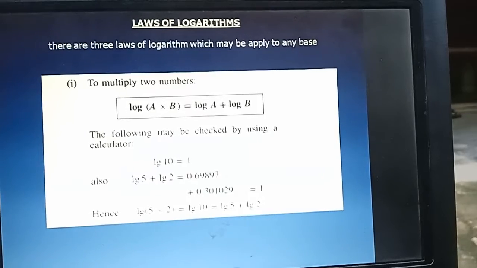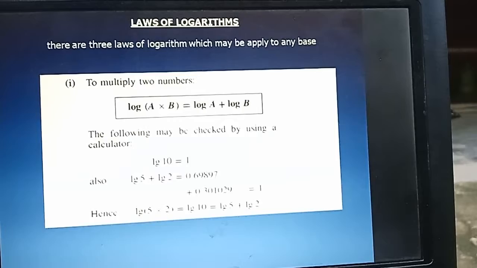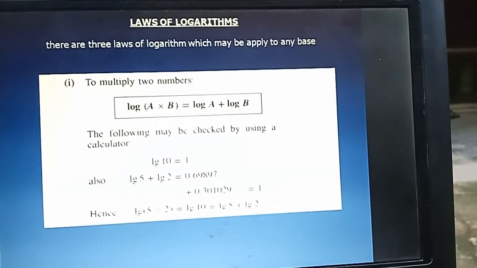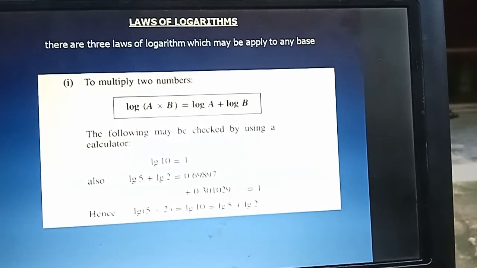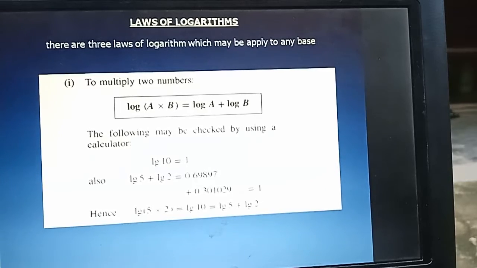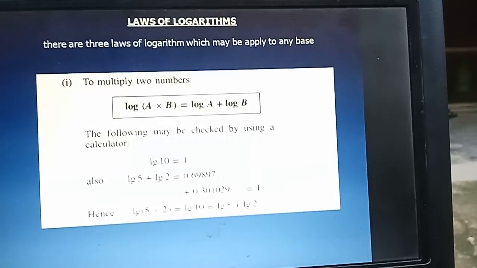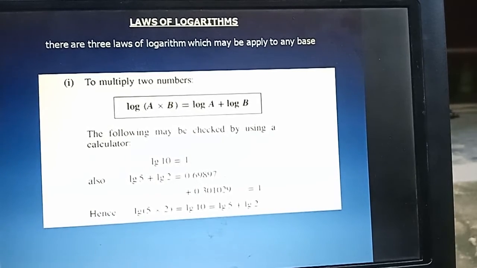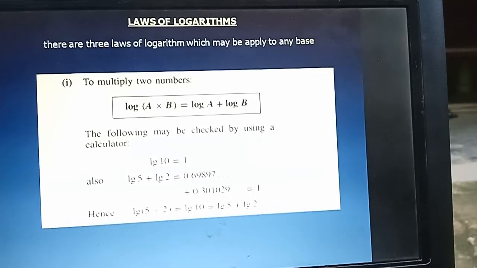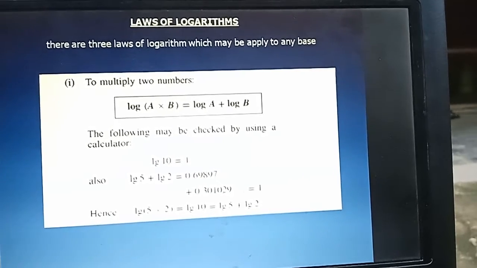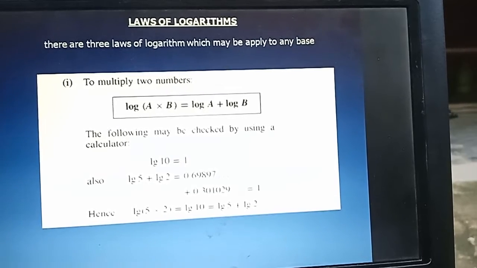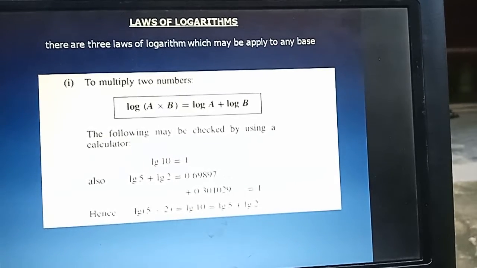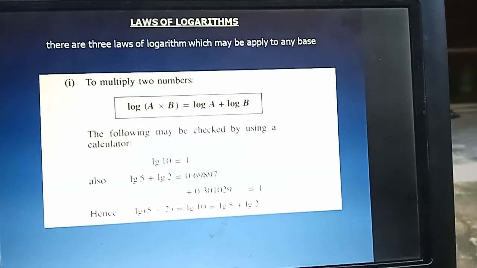Under this logarithm, we have 3 laws which may be applied to any base. Number 1, to multiply two numbers. When you multiply two numbers, like log a times b, or log 2 times 3, it will give you log a plus log b. From multiplication to addition. The following may be checked using your calculator, instead of using that popular table.